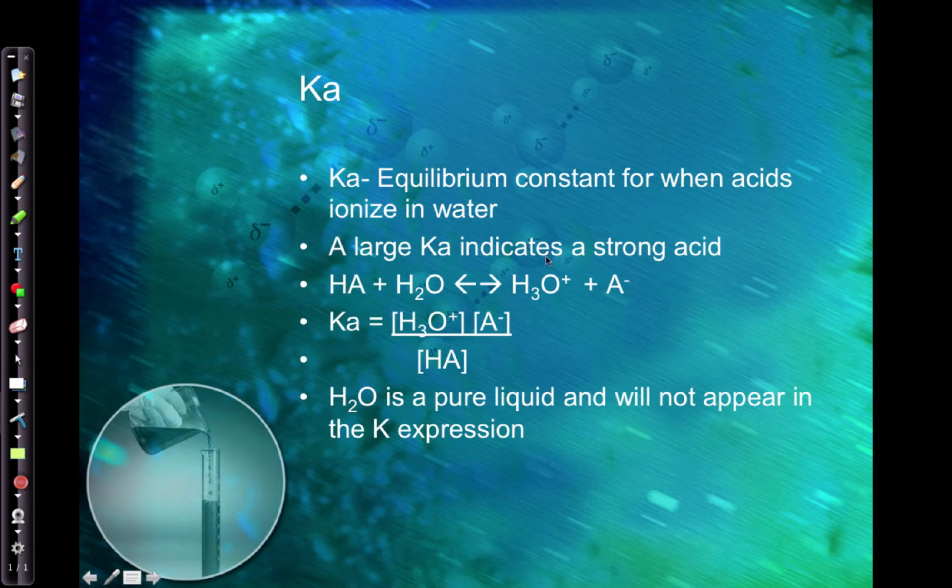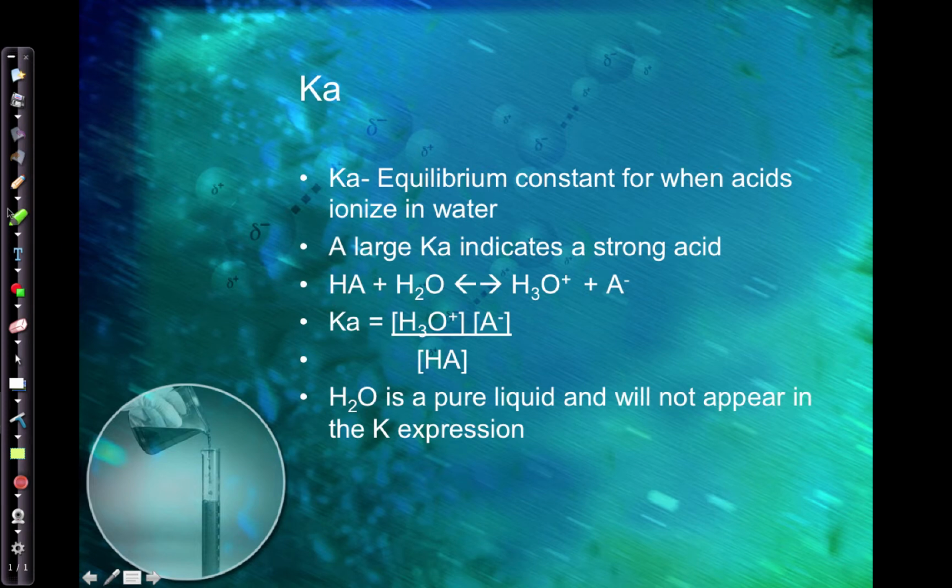All right, so now when we're dealing with a weak acid or weak base, we need to look at the K expression, because there is a K for weak acids and weak bases when they ionize into water. So K is the equilibrium constant, so Ka is the equilibrium constant when an acid is ionized into water to make hydronium. So if you have a large Ka, that indicates a stronger acid. So a Ka larger than 1 should be a strong acid.